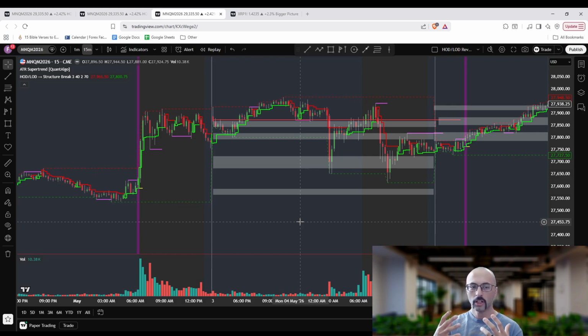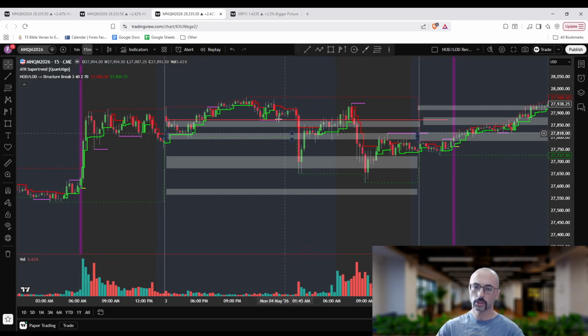And then we're going to be looking for high of day or low of day session market structure to be broken. And we're also going to be looking at smaller time frame structure as well to be broken going out of these low volume nodes. So let's get into it.